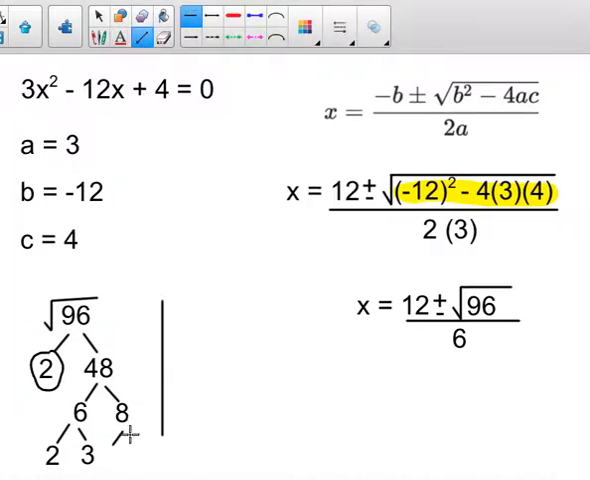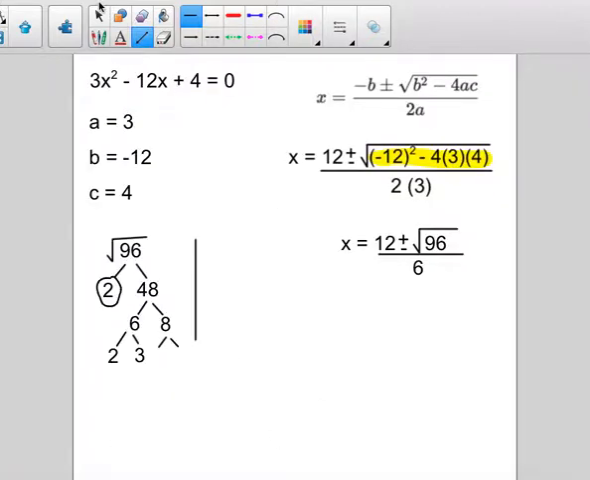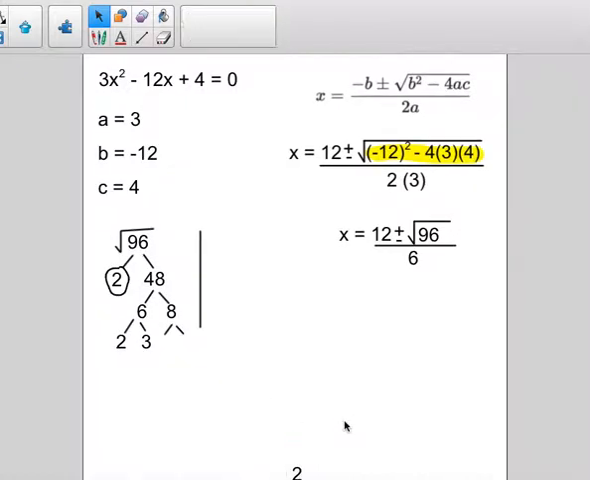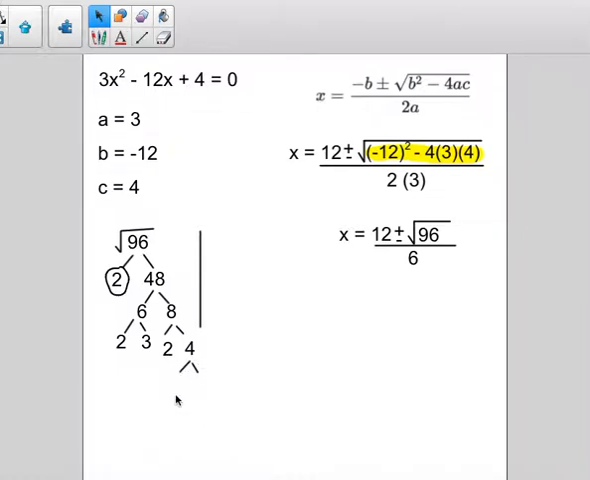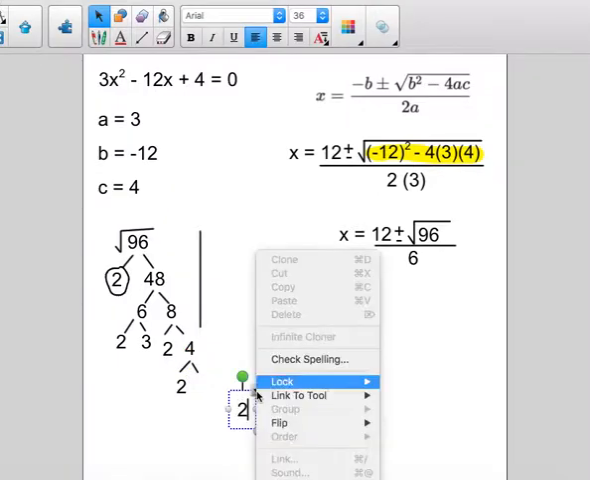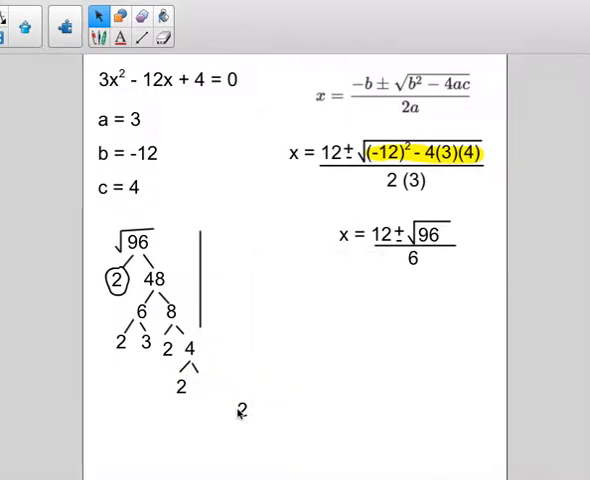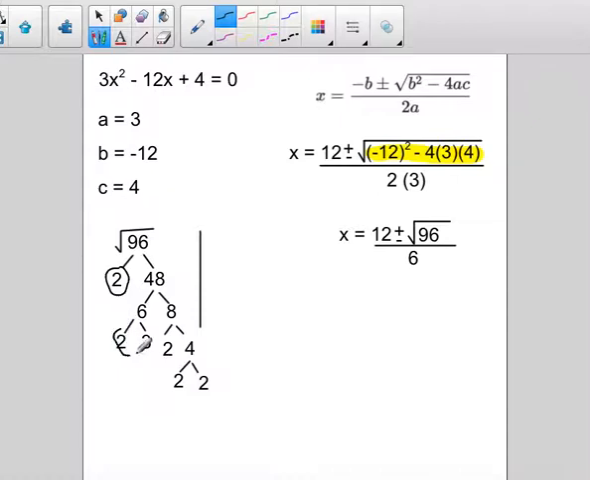8 breaks down into 2 times 4. And then 4 breaks down into 2 times 2. Alright, so now all of these are primes. Every branch ends in a prime number. So I've got a fully factored 96.